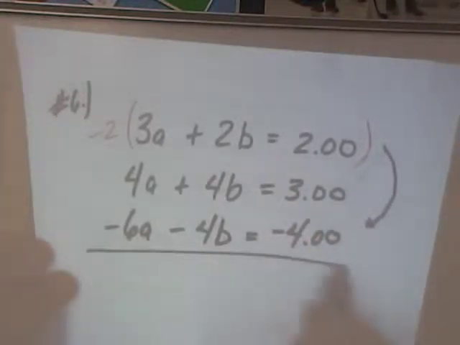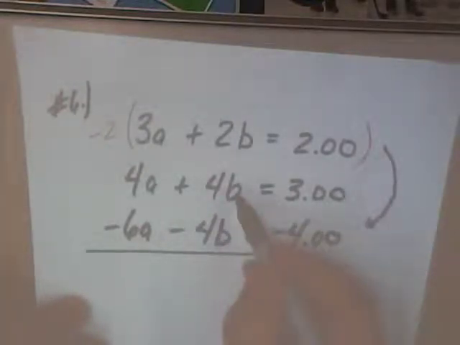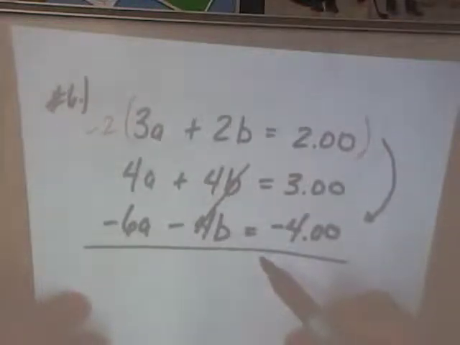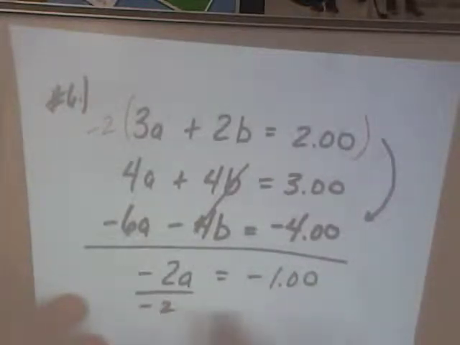And then if we combine these two equations, what happens to our bananas? Wait, why'd you multiply by -2? What happens to our bananas now? They're gone. If you get rid of one of the variables, 4B minus 4B, 0, the bananas get eliminated. Oh, it's elimination. So -2A is equal to -1. Divided by -2.